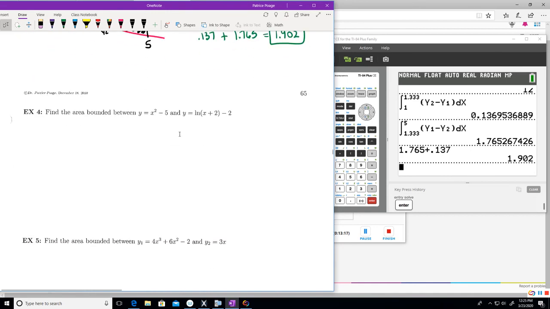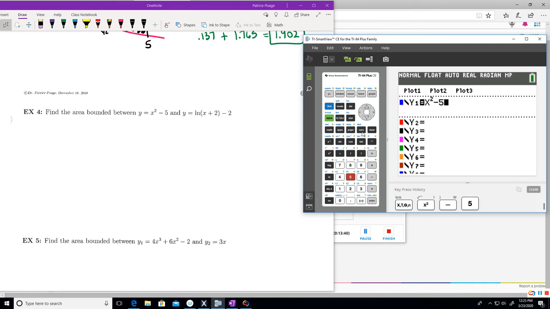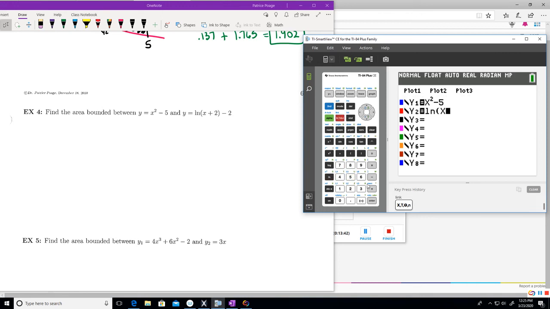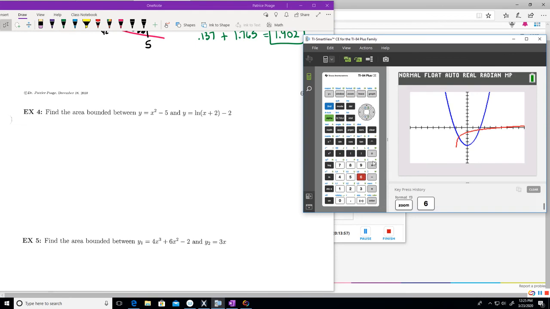Example 4 says, find the area bounded between these two curves. What's different on this one is it doesn't give us an interval. It doesn't give us from x to x, so it must be completely bounded just between the two curves. So I'm going to go to my y equals, and Y1 is x squared minus 5, and this one's going to be the natural log of x plus 2, minus 2. We messed with our graph earlier by doing the box, so I'm going to do zoom 6 to get it back to a normal graph.